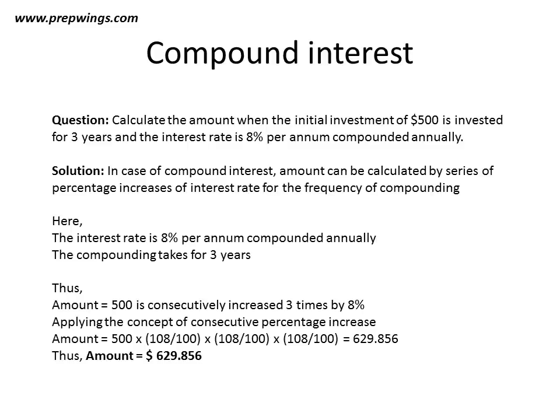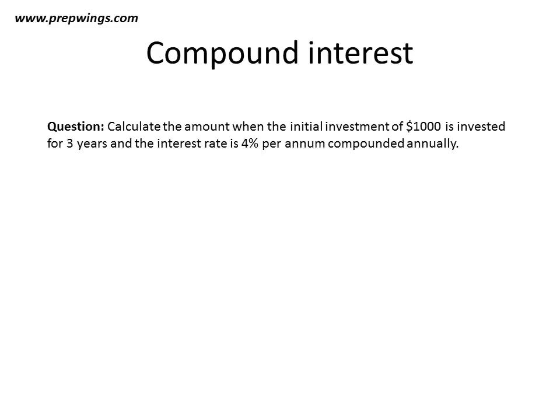So applying the concept of consecutive percentage increase, the amount will be 500 into 108 by 100 into 108 by 100 into 108 by 100, which is 629.856. Thus the amount after 3 years will be $629.856. This is how we can directly find out the amount in compound interest questions. We don't need to use any formula. We'll look at another question now.